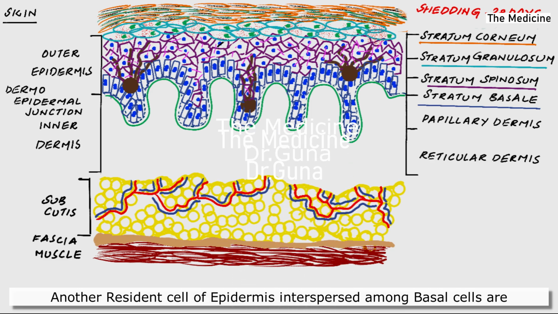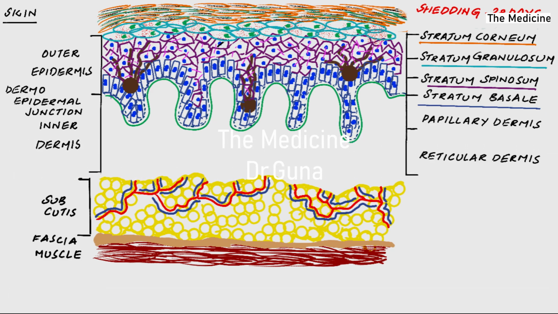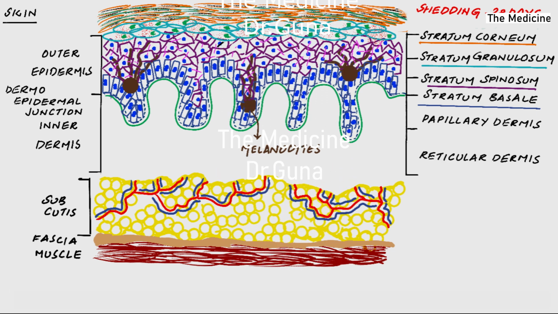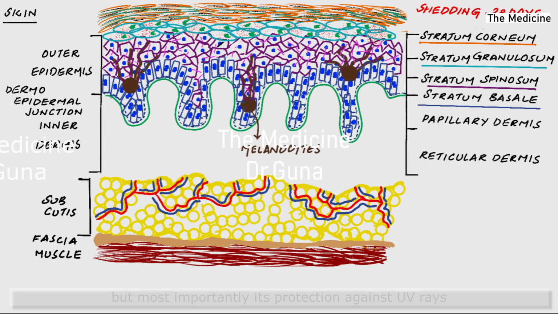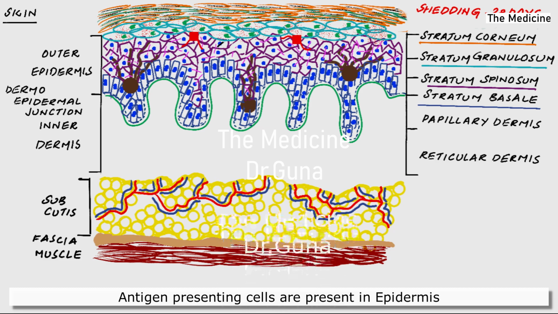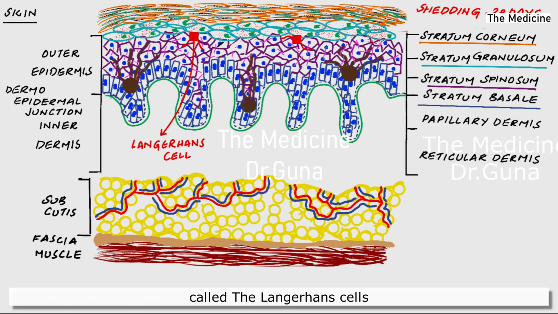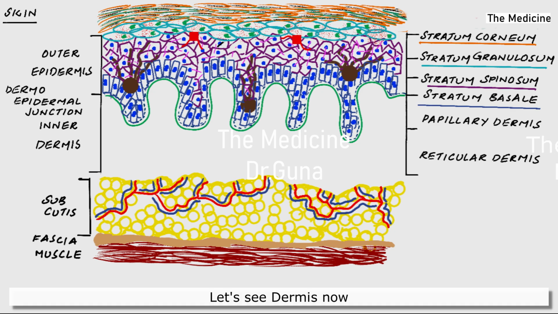Another resident cell of epidermis interspersed among basal cells are large dendritic cells that synthesize melanin and distribute it to keratinocytes, called the melanocytes, which are responsible for skin color, but most importantly, its protection against UV rays. Antigen presenting cells are present in epidermis, called the Langerhans cells. It serves immune protection against microbial invaders of the skin.